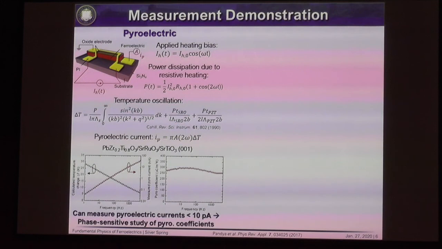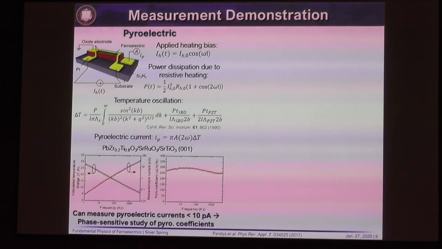This red data is the measured pyro current in the system, and here is the calculated pyro coefficient for the system. So using our technique, we've demonstrated that we can measure pyro currents of less than about 10 picoamps inside of these capacitor structures, so relatively sensitive.